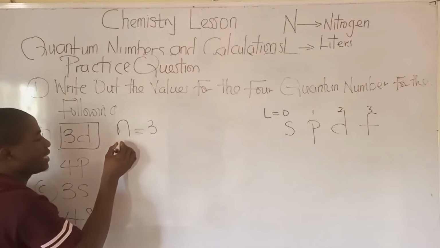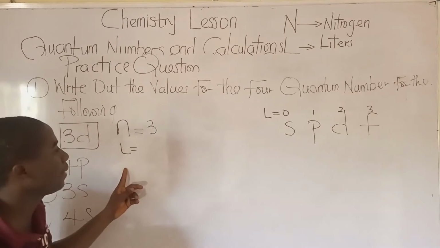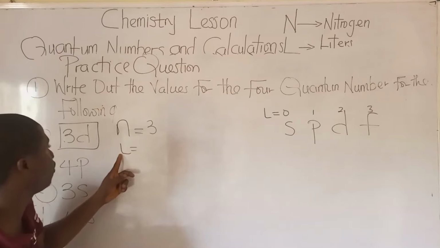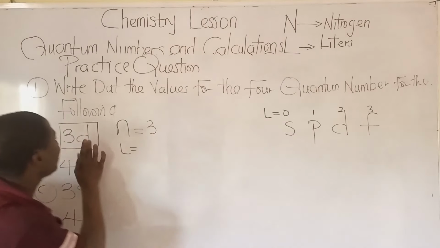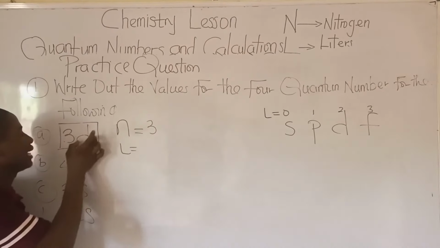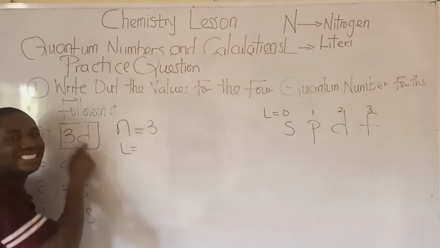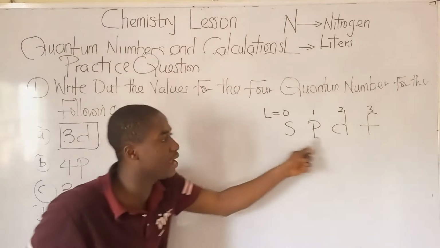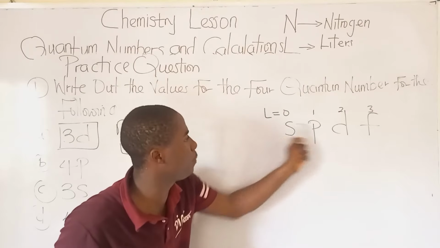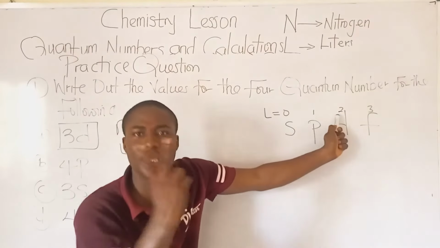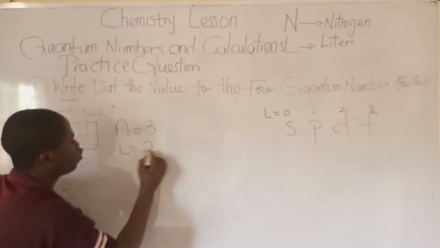So moving further, we are still on A. What's the next? l. Remember that for us to get our l value, we have to look at the orbital that is standing with the number. It is the D orbital. So we have to come here to get our answer. What's the value of l for the D orbital? It is 2. So here becomes 2.